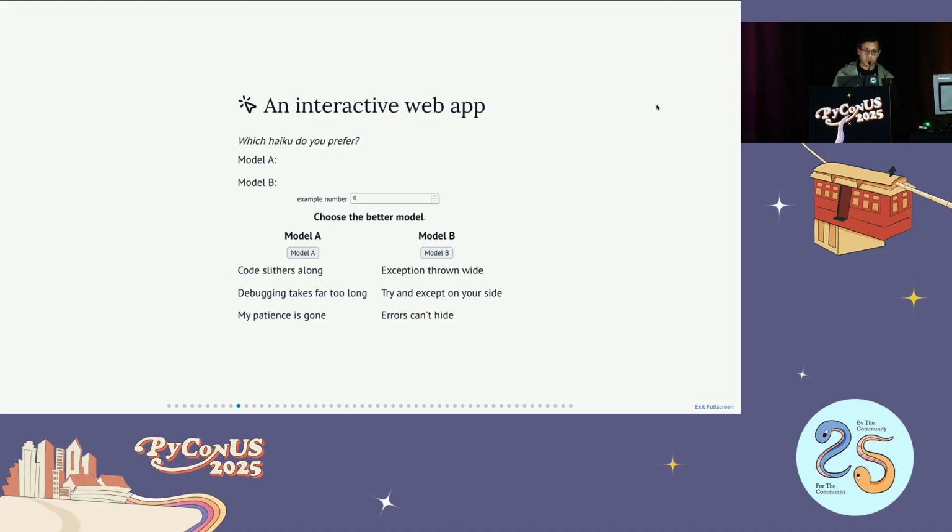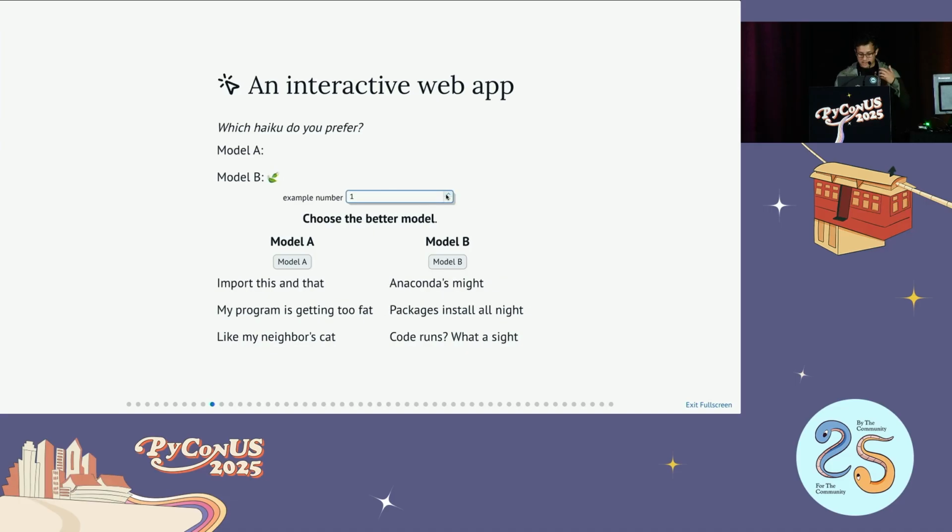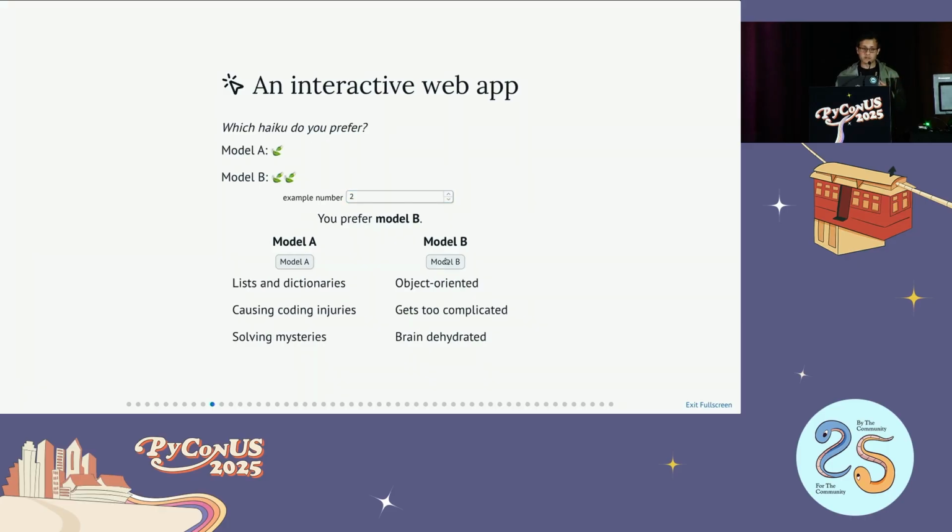I mentioned that Marimo notebooks can be reused as interactive web apps. This is an example of a Marimo web app that I have embedded into these slides. It's asking you to choose which large language model you prefer amongst two, which are generating haikus about the Python programming language. In this case, I think I like this one about exceptions. Exceptions thrown wide, try and accept on your side, errors can't hide. I click this, I get a little bit of feedback saying I've chosen model B, and I can page through these examples. Really what I've done here is make a simple labeling interface for myself.